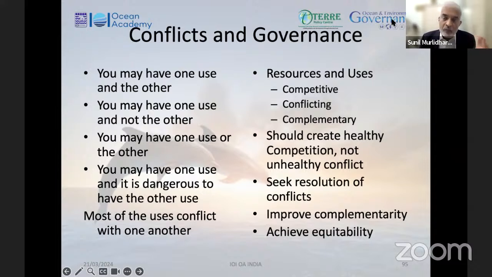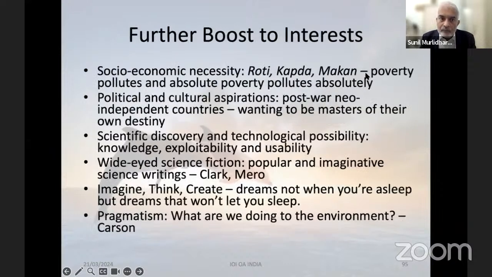So again, going back to the point that I was mentioning right in the beginning, I was talking about the equitability between society, environment, and economics, or people, planet, and profit. That equitability is something that you would want to try and achieve through governance. Right. So further boost to our interests. Obviously we are interested in the resources. I mentioned to you what the resources were and what the uses were.